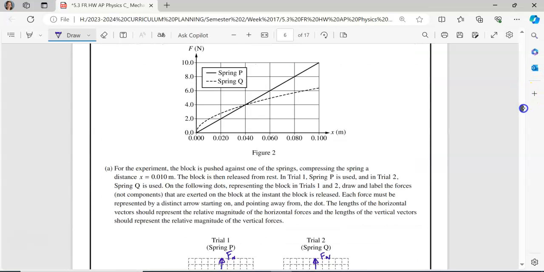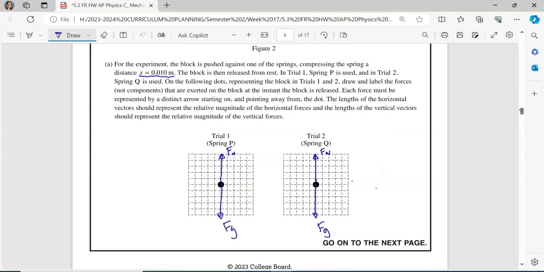Now let's compare the size of the spring forces. They are compressed a distance of 0.01 meters. On our graph, 0.01 is right here. That looks like 1 Newton for spring P, and then it will be 2 Newtons for spring Q. The spring force for spring Q needs to be twice as large as it is for spring P. Oh, sorry, I called it F. It is FS.